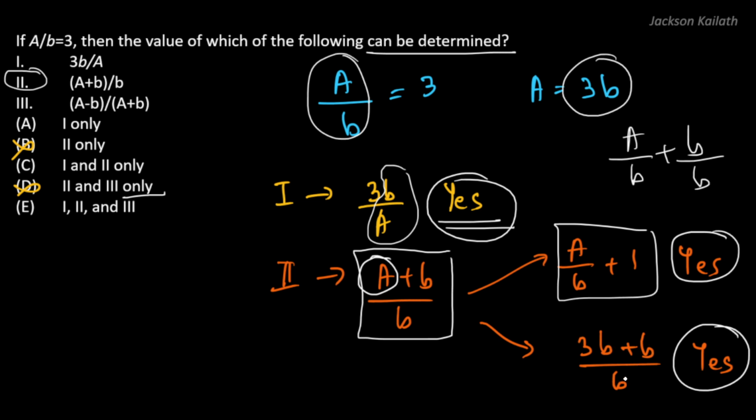Because you have a B in the denominator and every term in the numerator has a B. So you can just cancel this, right? So this becomes 4 by B, and the B in the numerator and the denominator cancels out. So you can solve it. Again, you don't need to find the value. You can, if you want, solve it. So yes, for statement 2 also we have a yes.